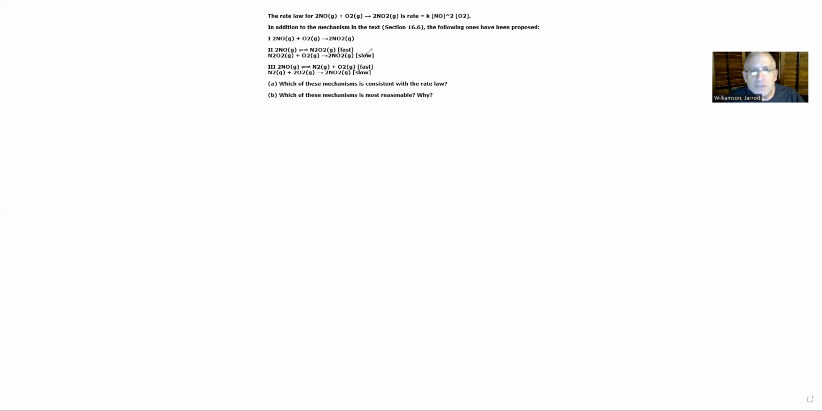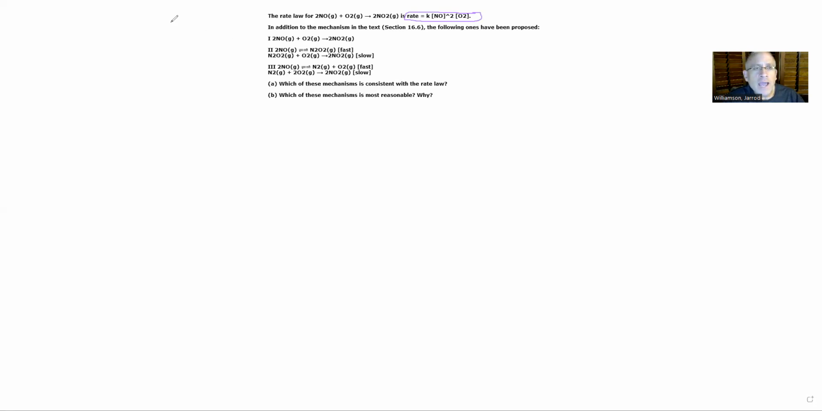That's a fast reaction and a slow reaction. Mechanism 3 is a fast reaction and a slow reaction. Which of these mechanisms is consistent with the rate law? Which of these mechanisms is most reasonable and why? So let's take a look. Our experimentally observed rate law is this. So this is the one that we take to be the truth.